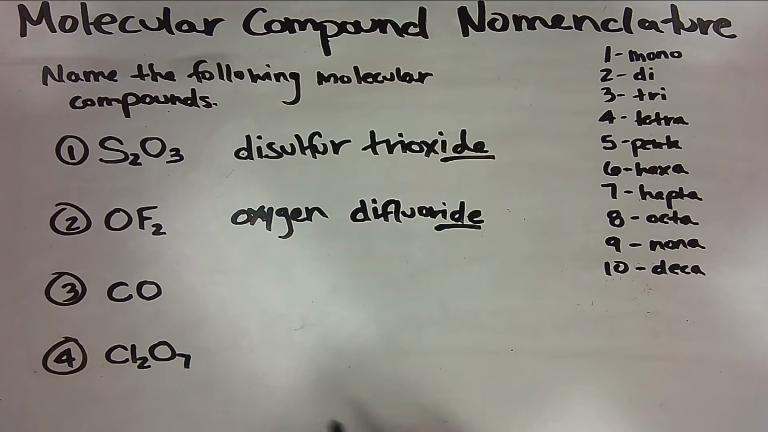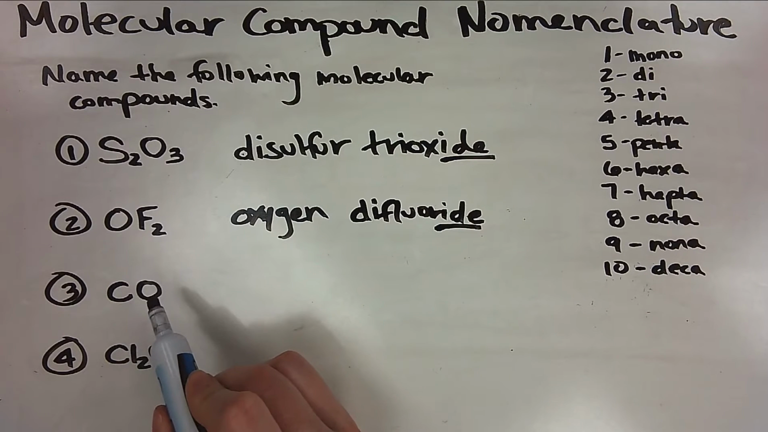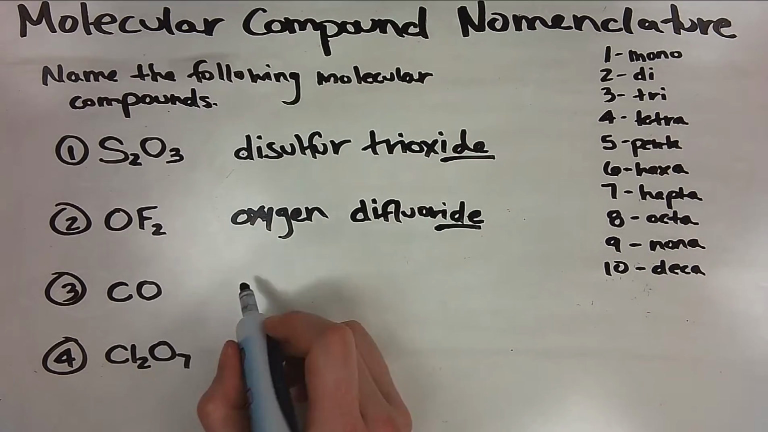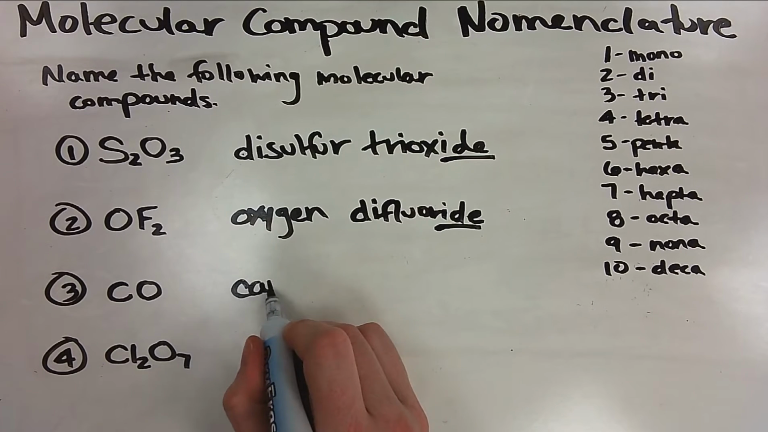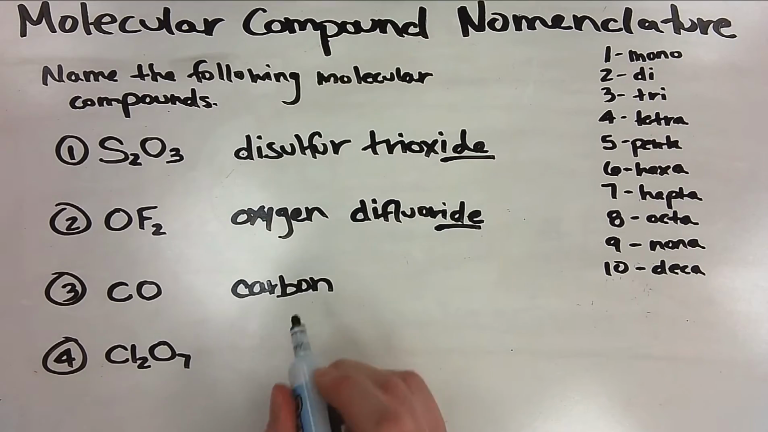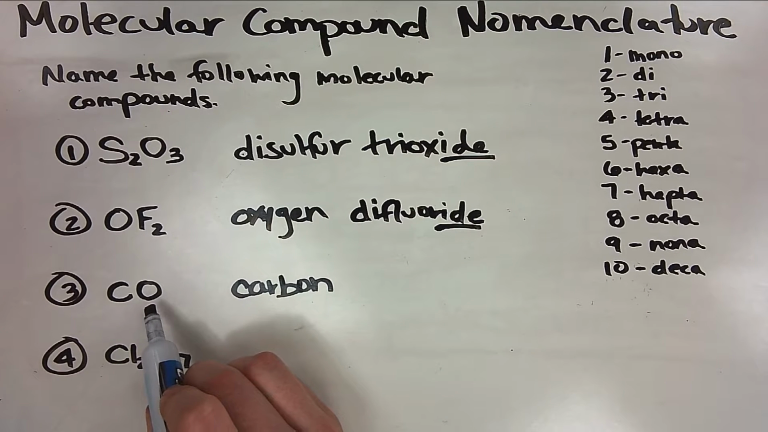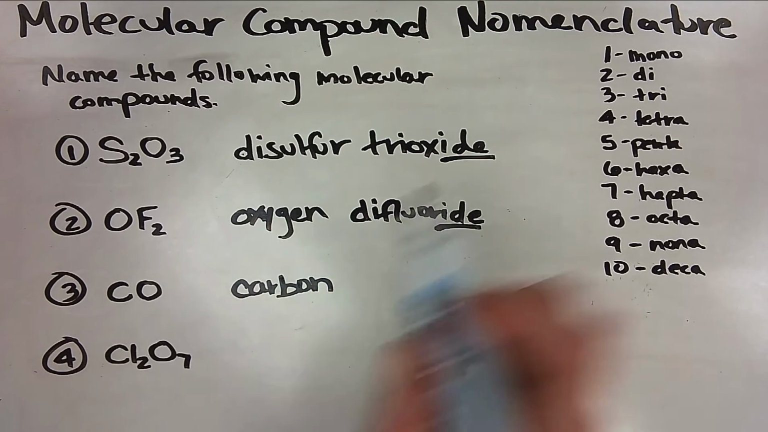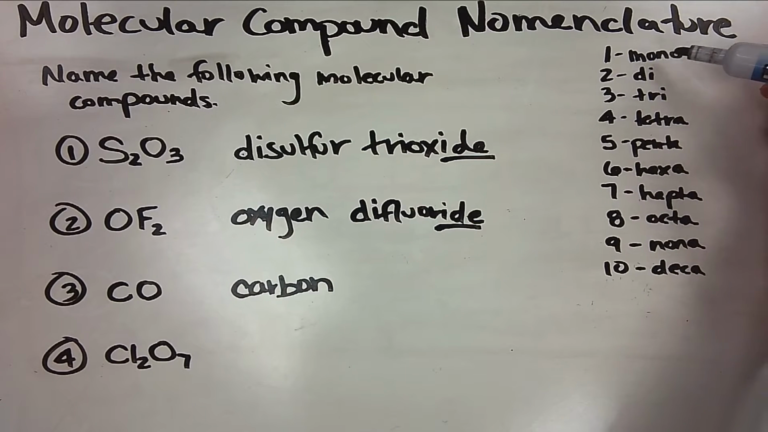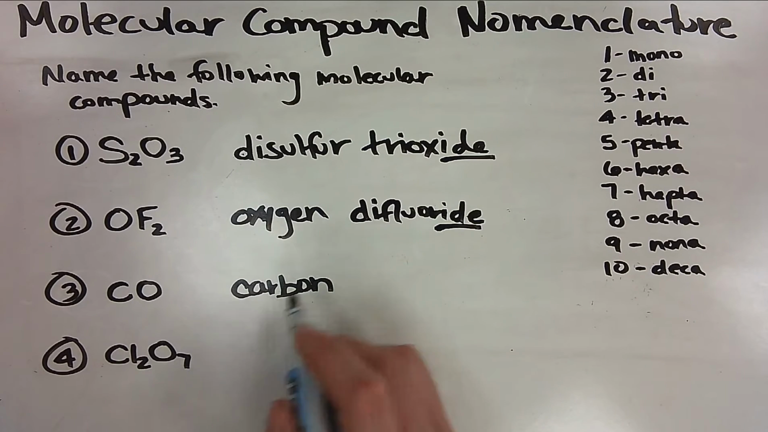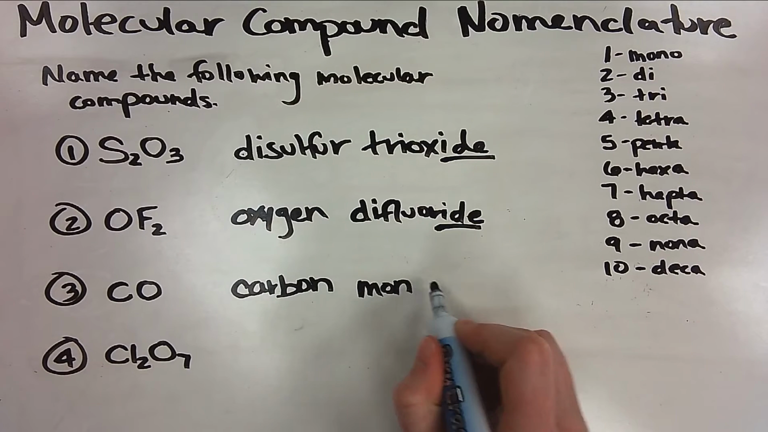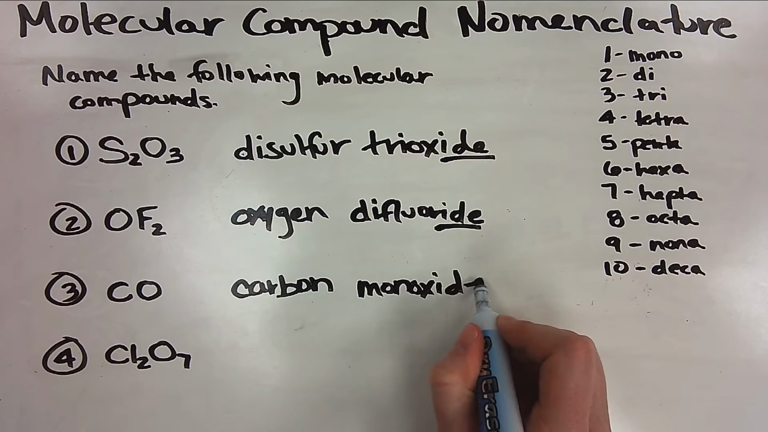All right, number 3. I have 1 carbon and 1 oxygen. So the first one's just going to be carbon. I don't use monocarbon. So carbon. Now I have only 1 oxygen. So on the second atom, I definitely have to use the prefix mono. So this will be carbon monoxide.